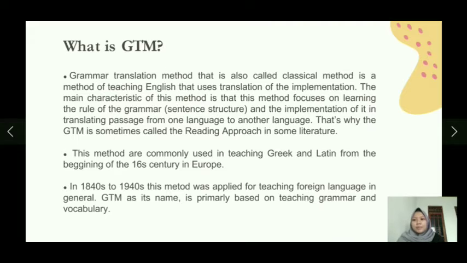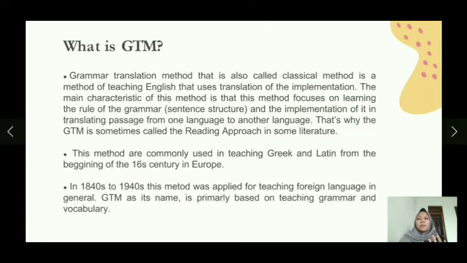Grammar Translation Method. What is GTM? Grammar Translation Method, also called the classical method, is a method of teaching English that uses translation. The main characteristic of this method is that it focuses on learning the rules of grammar, sentence structure, and the translation of passages from one language to another. That's why GTM is sometimes called the reading approach in some literature.